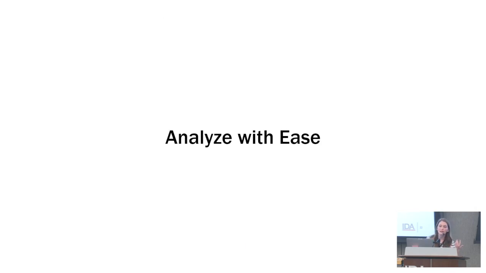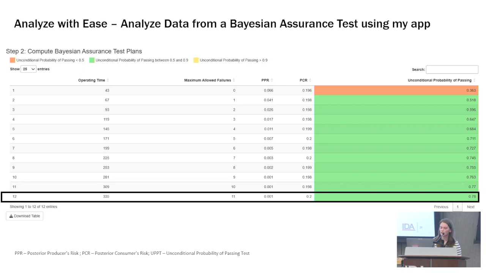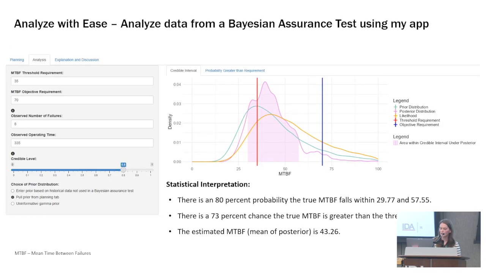Okay, so then the other benefit to my app is you don't just plan for a Bayesian assurance test, but you can also analyze data from a Bayesian assurance test. So if we get this set of test plans and then we choose one, we can go out and collect our data using this test plan, and then we can analyze data from that. So suppose we chose a test plan that required 335 hours of testing and a maximum of 11 failures. Then in this case study, what we actually saw after collecting that operational testing data is that we observed 8 failures in this 335 hours of testing.